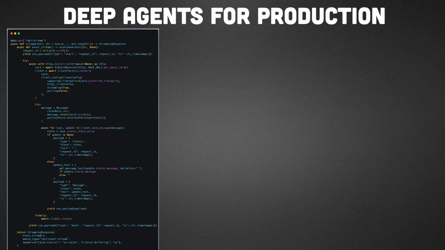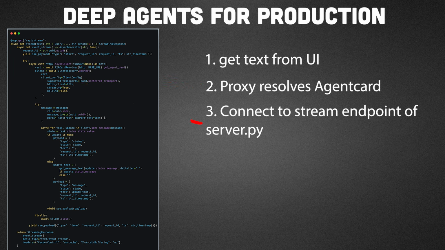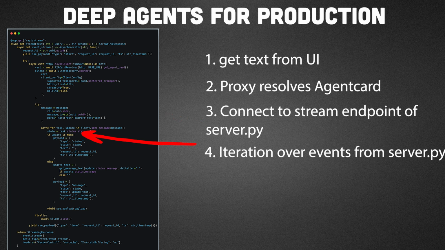We have a /api/stream endpoint. It receives the user's text, and then the following happens. The proxy first resolves the agent card from the A2A server using the A2A card resolver class. Then it connects the client via clientFactory.connect in streaming mode. And now the important part. We iterate over client.sendMessage and continuously receive updates, the status changes and the text chunks.